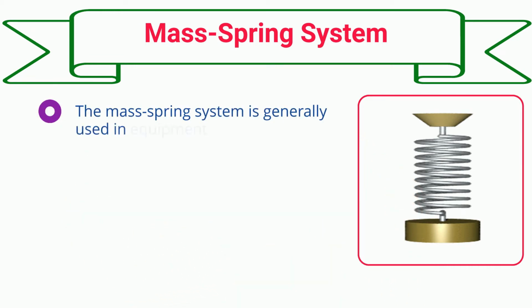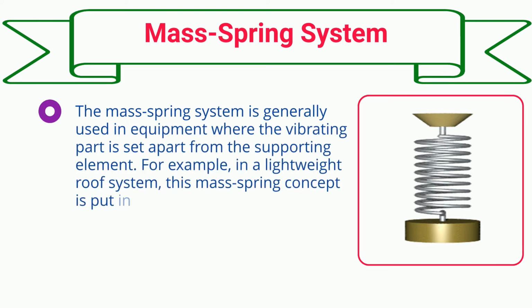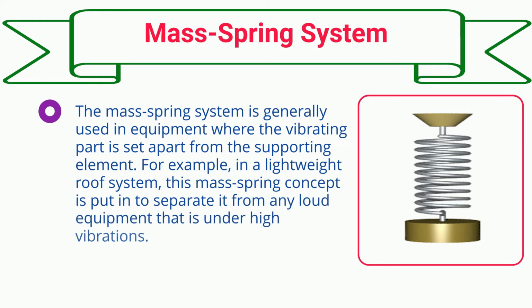The mass spring system is generally used in equipment where the vibrating part is set apart from the supporting element. For example, in a lightweight roof system, this mass spring concept is put in to separate it from any loud equipment that is under high vibrations.